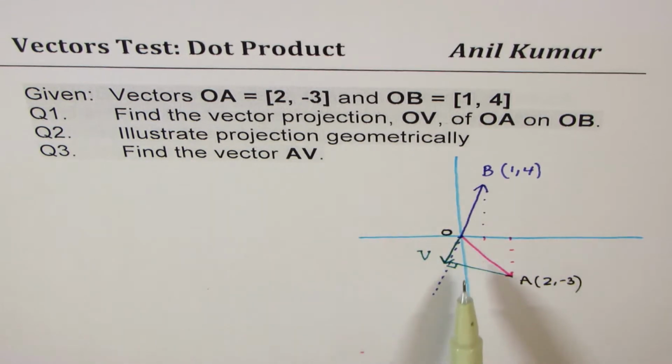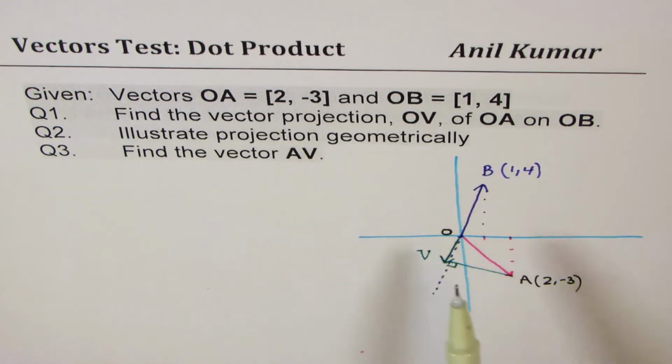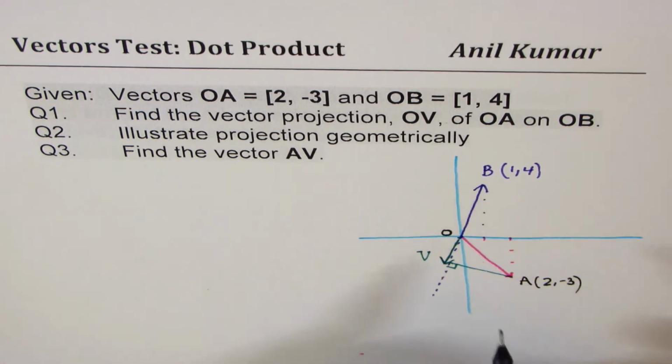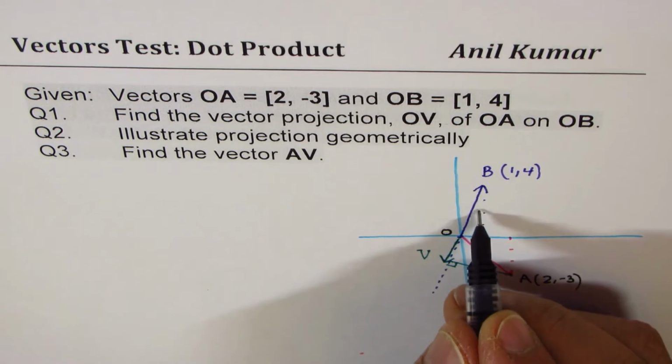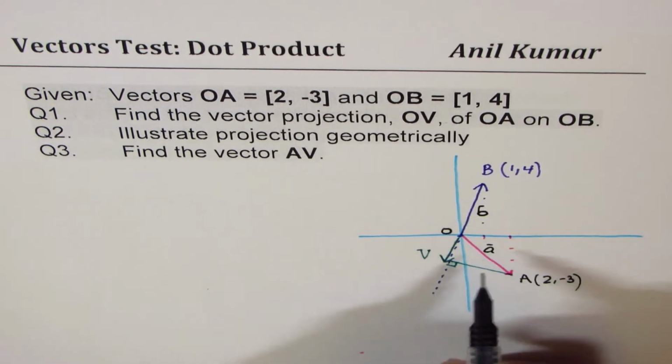Illustrate projection geometrically. OV is the vector projection of vector OA on OB. Now we need to find OV. That is what we need to find, correct? So let's do it. We'll use the formula straight, right? So as you know, vector projection, let me write down, of, let's call this vector B and this A, just for simplicity, right?